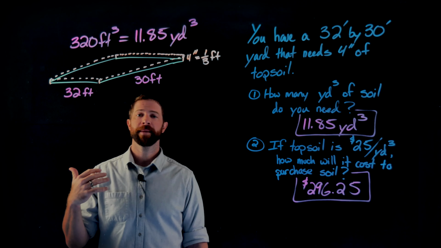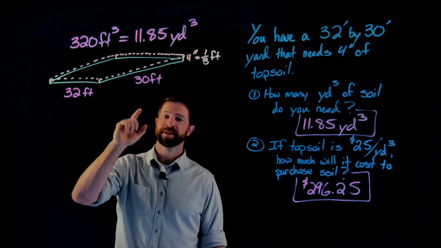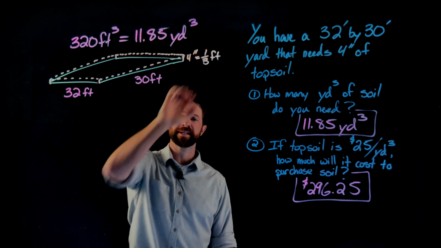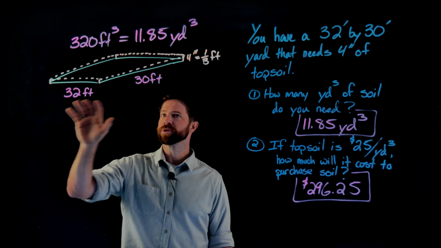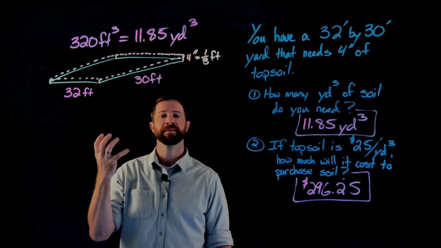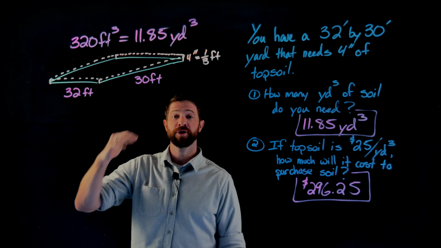Just to recap this complicated but important real-life example. If I'm going to find out how much topsoil I need in this 32 feet by 30 foot yard with 4 inches, I first need to convert the inches into feet. Once I've converted the inches into feet, I can multiply these 3 dimensions to get the volume of topsoil I need. I find out that it's 320 cubic feet.